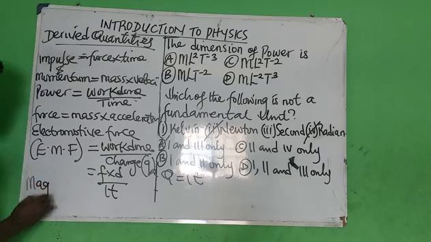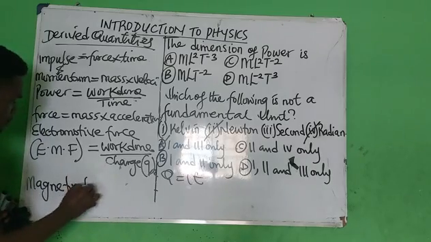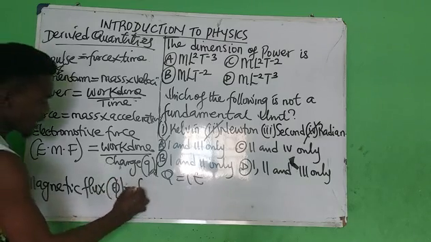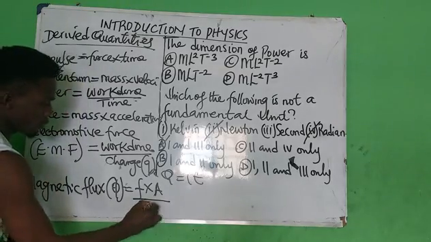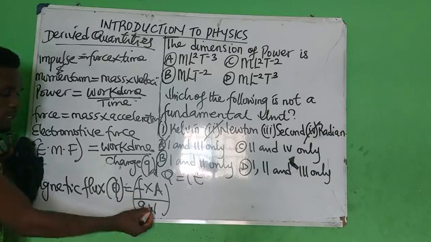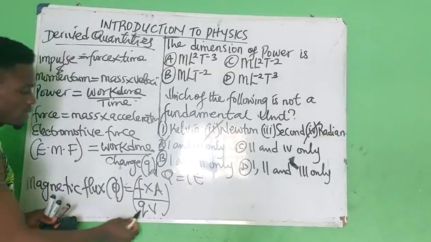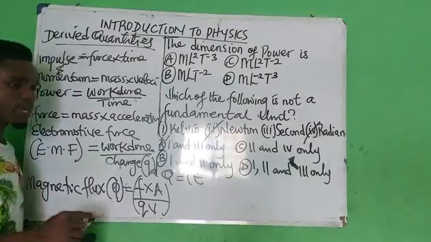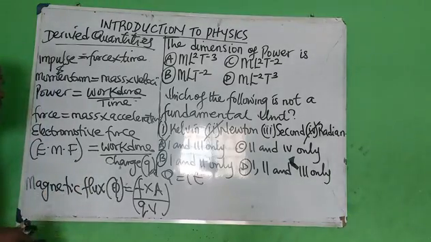What about magnetic flux? Magnetic flux is given as F times area over QV. F times area over QV. The V here connotes what? The velocity. F is force, A is area, and Q is what? Charge, It. You know that I, that is current, is measured in what? Ampere. Please, these are some examples we have.